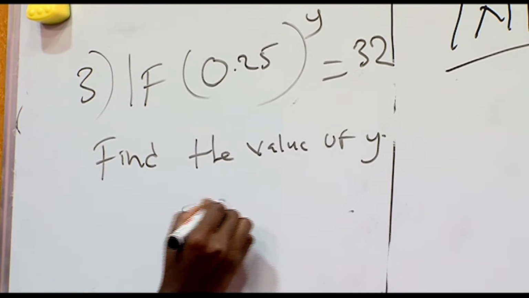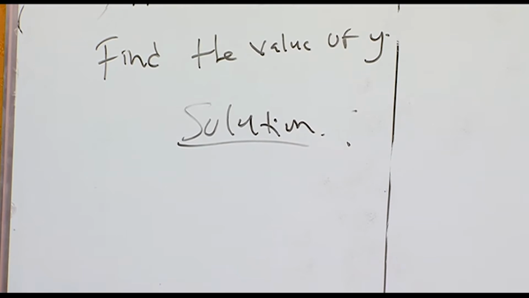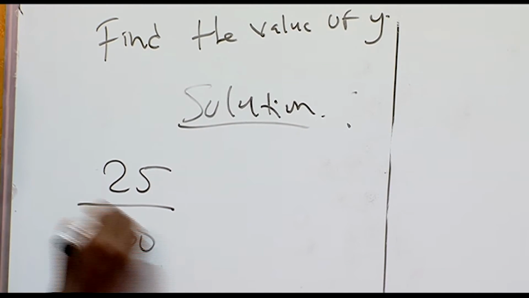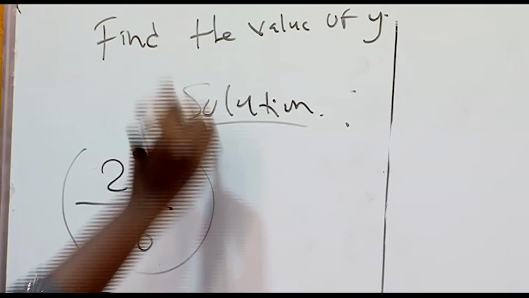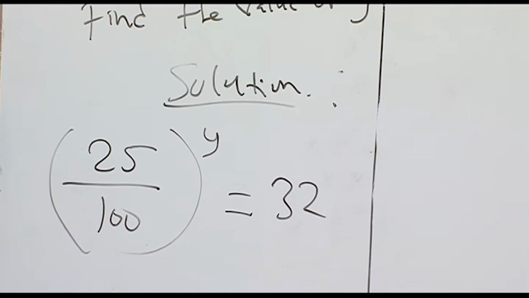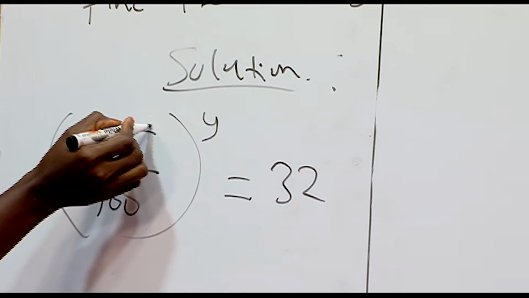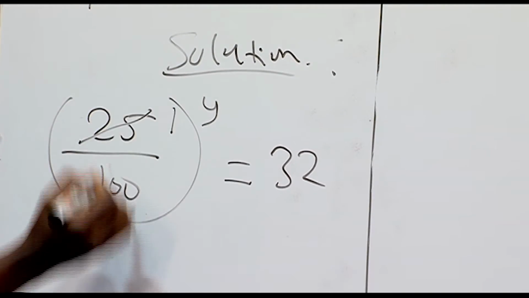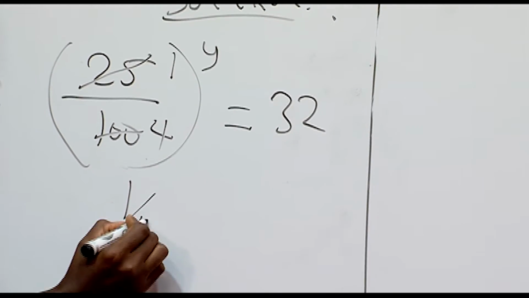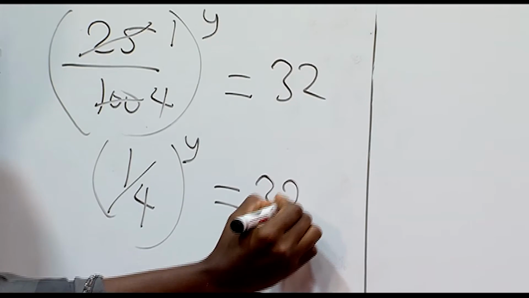So putting our 0.25 in fraction, you know it will give you 25 over 100. Don't forget you have a power there, all equals 32. So 25 over 100, we can simplify. 25 can go into 100. 25 into 25 is 1, 25 into 100 is 4. This gives 1 over 4 raised to the power of y equals 32.